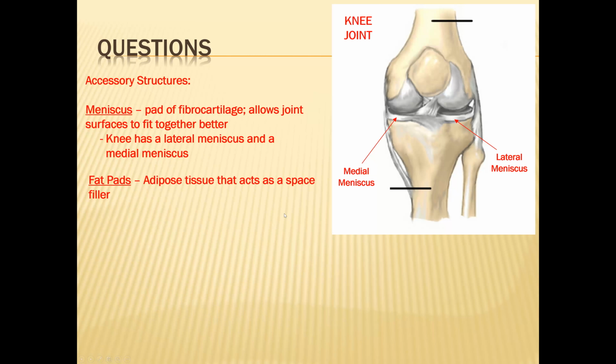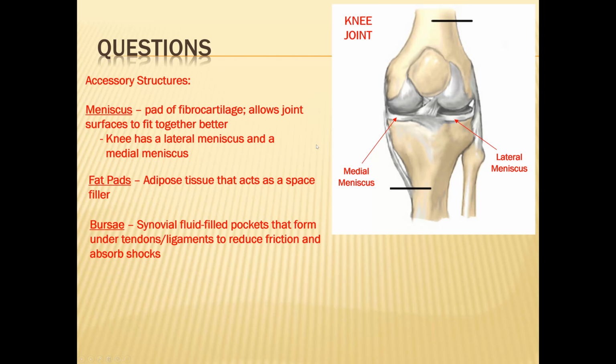Another accessory structure is the fat pads. These are little pockets of adipose tissue that act as space fillers and help to fill in the spaces in the joint and make everything more cohesive. You can also find bursae. These are synovial fluid-filled pockets that form under tendons and ligaments to reduce friction and absorb shocks. A singular one is called a bursa, and if these become inflamed and cause pain, that is called bursitis.